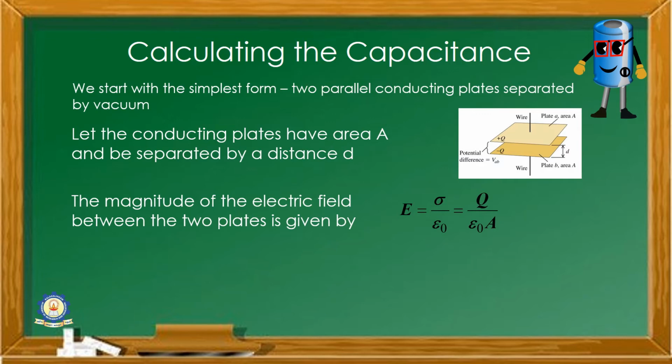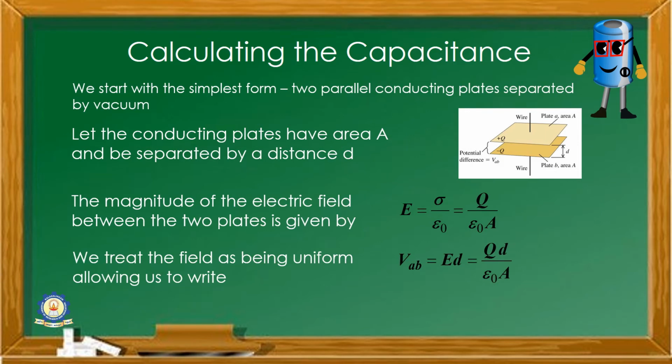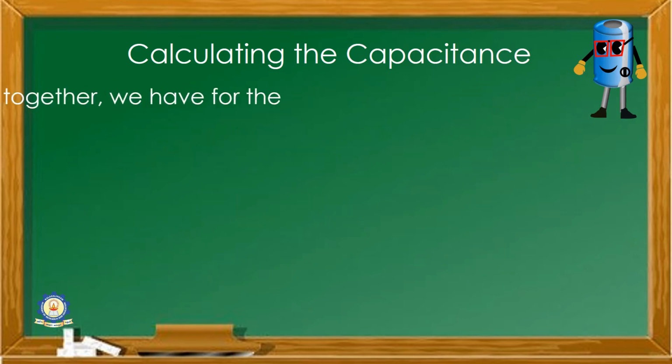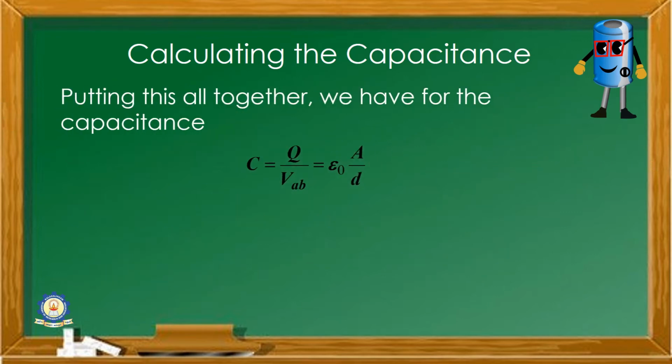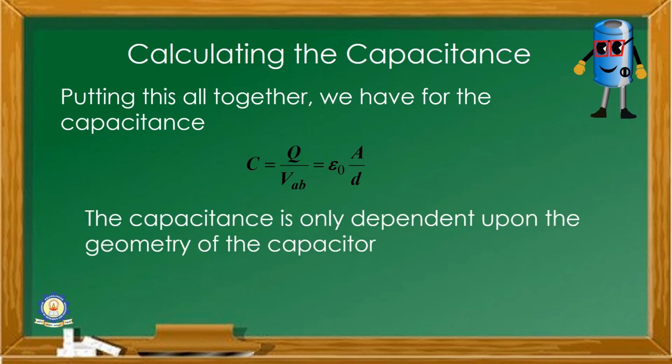So E is Q by epsilon naught A. We treat the field as being uniform, allowing us to write V_AB, the potential difference between the points A and B, as the product of electric field and the distance of separation, which is equal to Q d by epsilon naught A. Putting this all together, the capacitance C is equal to Q divided by V_AB, which is equal to epsilon naught A by d. What is epsilon naught? It is the permittivity of free space and the value is 8.854 into 10 power minus 12. The capacitance is only dependent upon the geometry of the capacitor.